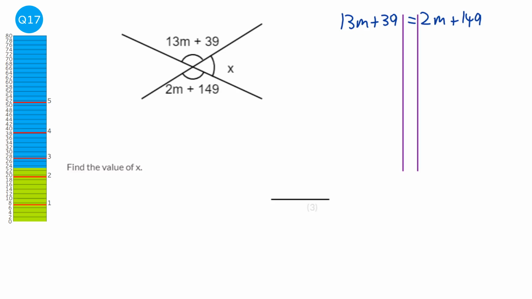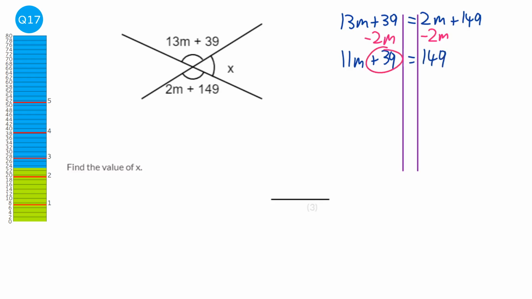And we're going to get our lines in there because we're going to solve this. And to solve this, we first of all take away the smaller amount of m, because we've got m's on both sides. We can't really cope with that when we're solving. And so we've got a 13m and a 2m. So we're going to remove the 2m. We're going to take that away from both sides to start off. And so we're left with 11m plus 39. And we've just got the 149 on the right hand side.